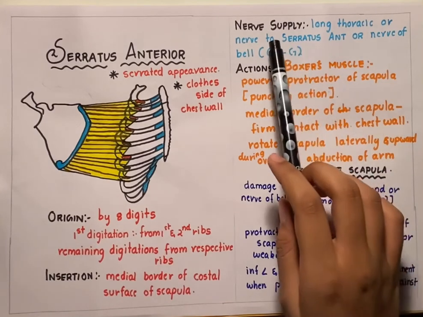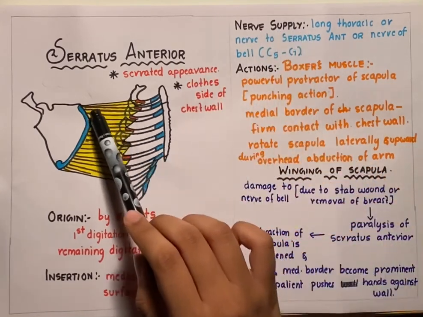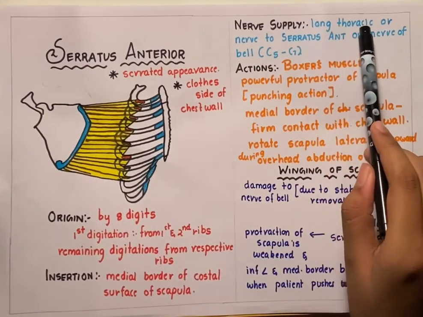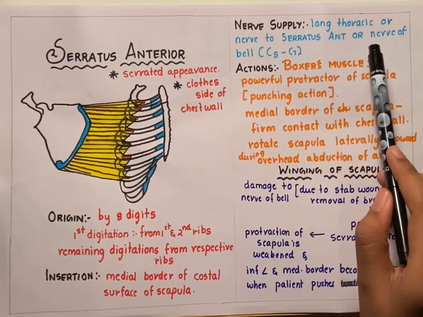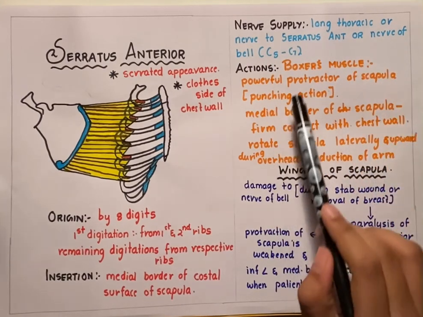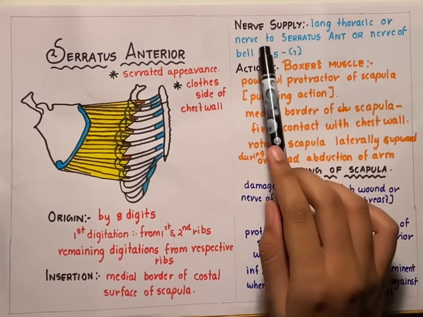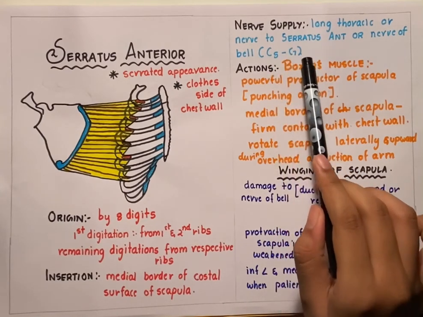Now, coming to the nerve supply of the serratus anterior muscle. The serratus anterior muscle is supplied by the long thoracic nerve or the nerve to serratus anterior, also called as the nerve of Bell. The root value of the nerve of Bell or the long thoracic nerve or the nerve to serratus anterior is C5, C6 and C7.